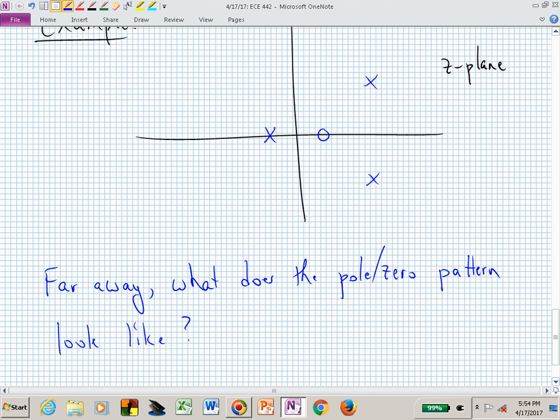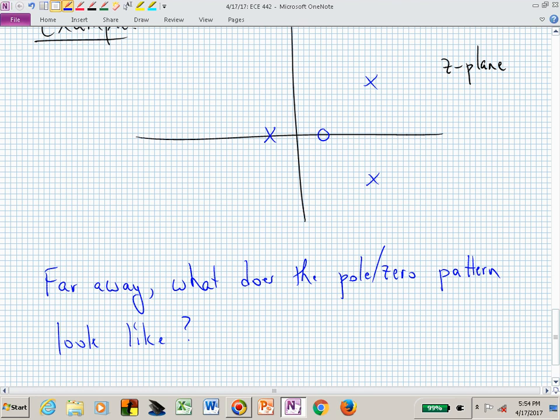I think that's a TV show, isn't it? 3 poles and a zero? I don't know. It just sounded like a TV show. 3 poles and a zero. So what do 3 finite poles and 1 finite zero look like?